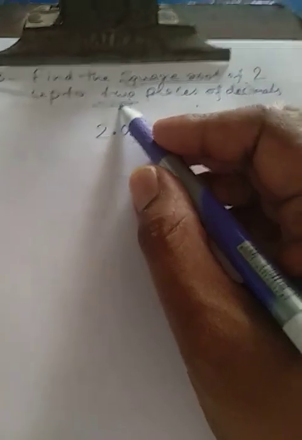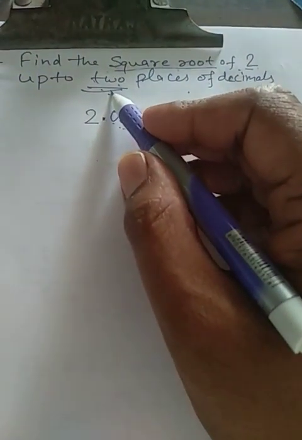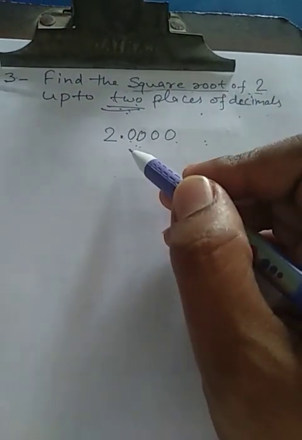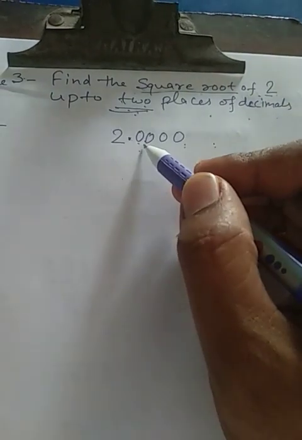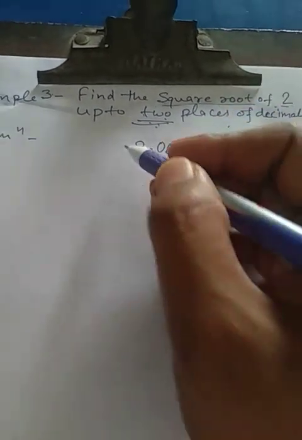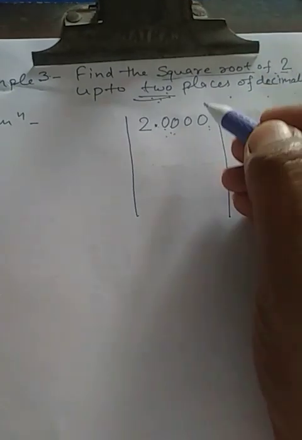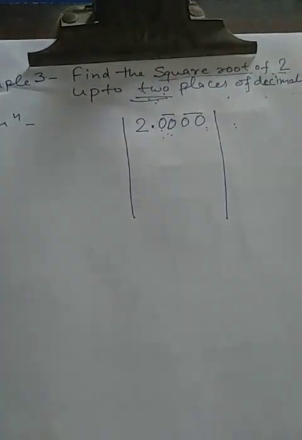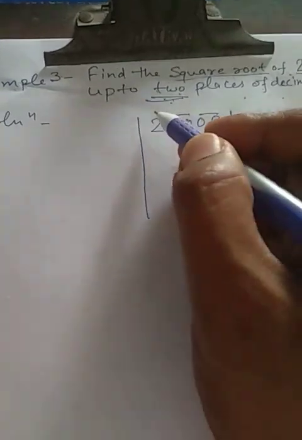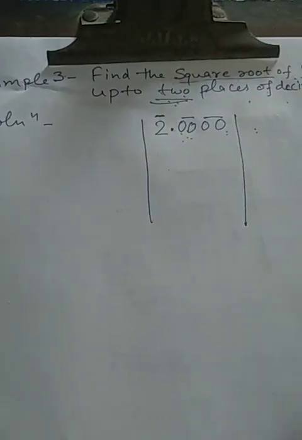Now here in the question, we have to find the square root of 2 up to 2 places of decimal. I am putting here 4 zeros. Now, once again writing like that and pairing up from the right side in the decimal part, and the whole part alone.